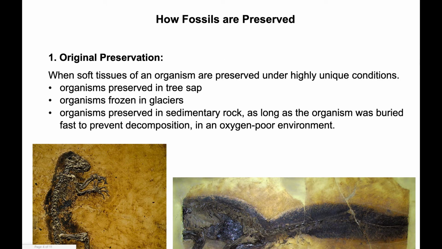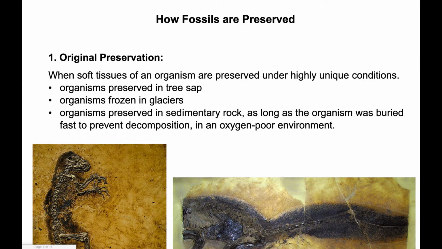So there are a couple of different ways that fossils can be preserved. The first and best method of preservation is called original preservation, and that's when you actually are able to preserve soft tissue from the original organism. It's very rare and you need very special conditions. Here are some examples. Organisms can be preserved in tree sap or amber. You can have some organisms that are frozen in glaciers over very, very long periods of time.